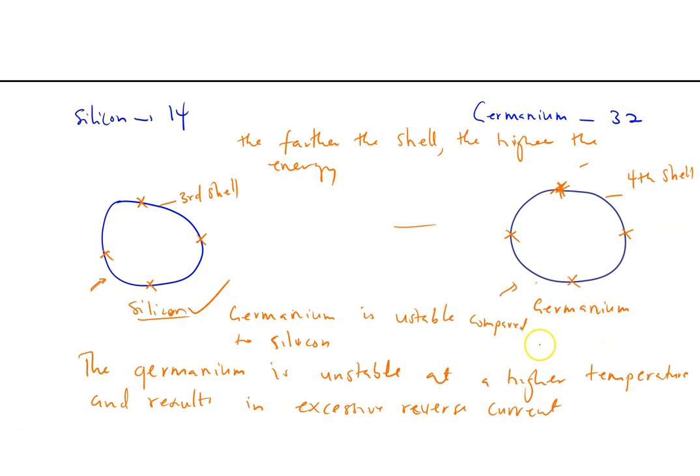So germanium is unstable if we apply a higher temperature, which causes what? Excessive reverse current. And that is not the aim in making electronic components. So they always go forward for silicon in making semiconductor electronic components.